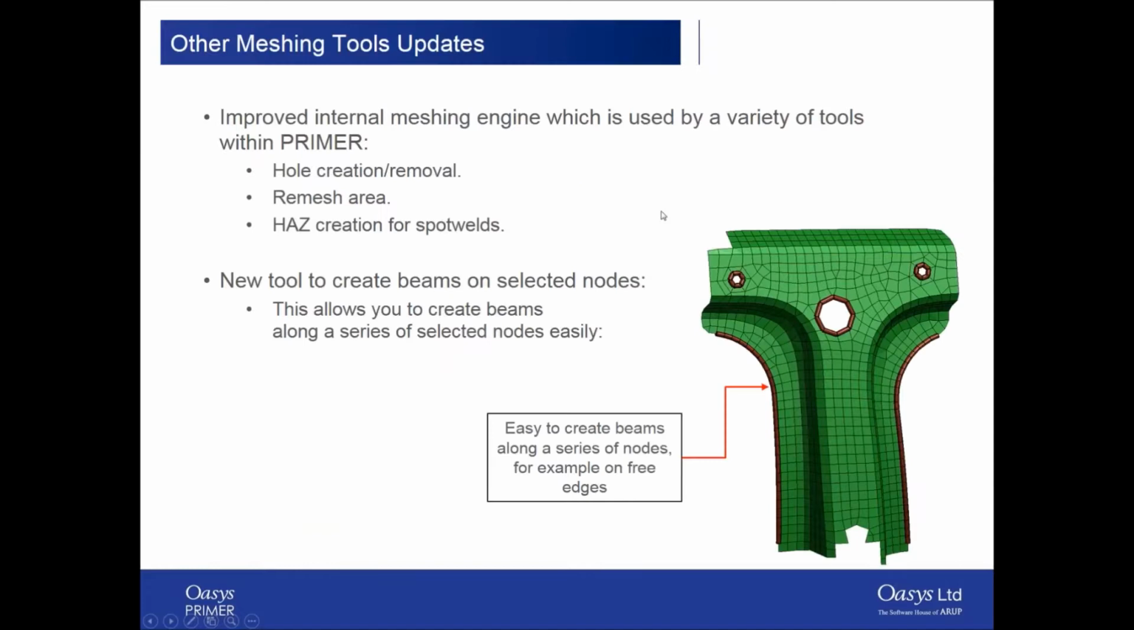There's been a few other meshing tools updates as well. So we've generally improved the internal meshing engine, which is used by a variety of tools within Primer. So it's used by mesh hole creation or removal. Remesh area is used by that. And it's also used by the heat affected zone creation for spot welds that was introduced in version 14 of Primer, where for when creating spot welds, you locally remesh around that spot weld and create heat affected zones around it.